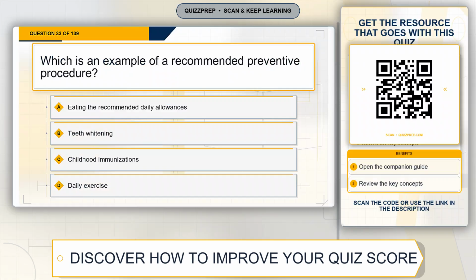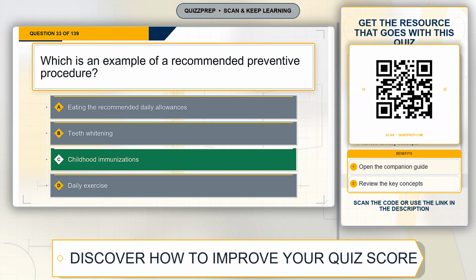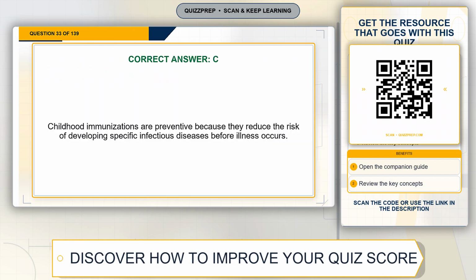Question 33. Which is an example of a recommended preventive procedure? Option A, eating the recommended daily allowances. Option B, teeth whitening. Option C, childhood immunizations. Option D, daily exercise. The correct answer is option C, childhood immunizations. Explanation. Childhood immunizations are preventive because they reduce the risk of developing specific infectious diseases before illness occurs.